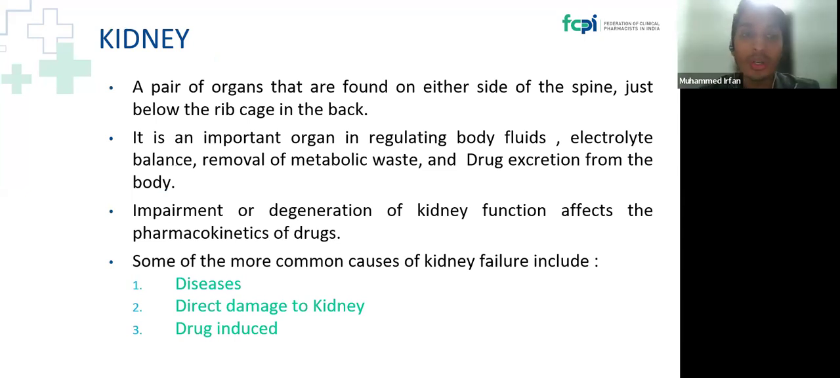And first of all, we can look at the organ, that is the kidney. They are a pair of organs found on either side of our spine, just below the rib cage in the back. It is an important organ in regulating body fluids, electrolytes, and balance, removal of metabolic waste, and drug excretion from our body. The impairment or regeneration of our kidney function affects the pharmacokinetics of the drugs which we are taking. The most common causes of kidney failure include mainly three things: diseases, direct damage to the kidney, and last but not least, drug induced.